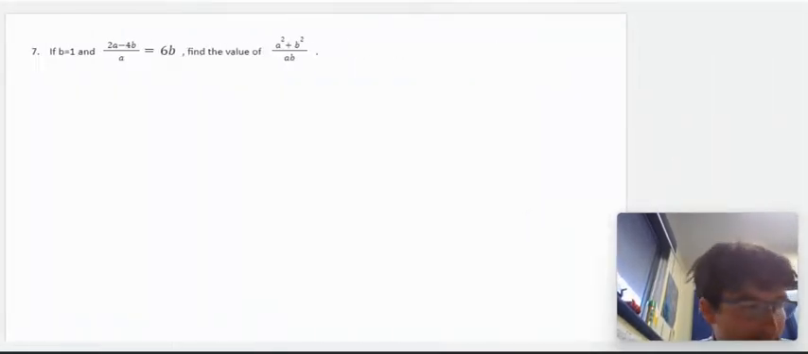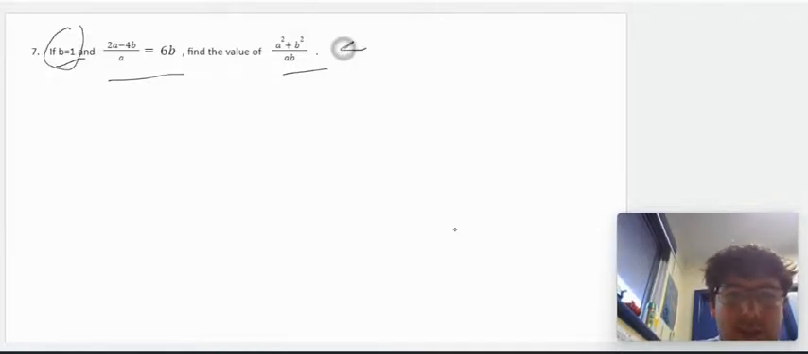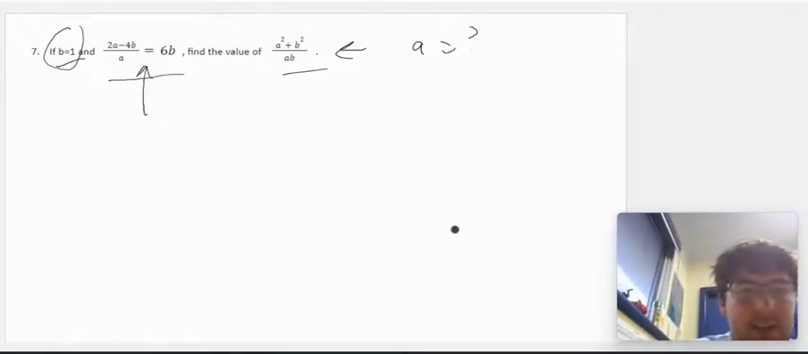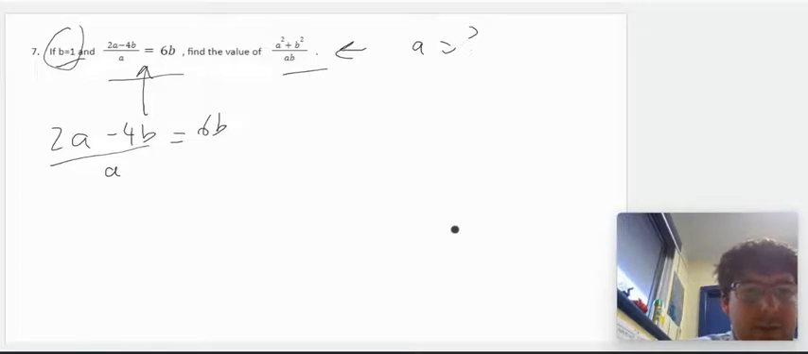All right, question seven. So we're told that B equals 1, and we're told that that is also true. So now we want to find the value of this one here. Well, maybe we know what B is equal to. And to solve this, we need to know what A is equal to. So to solve what A is equal to, we could substitute this B into this equation here. So we're told that B is equal to 1. So let's, where there's a B, replace that with 1.